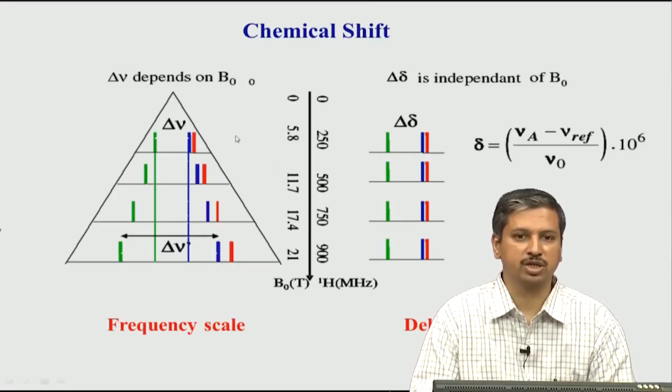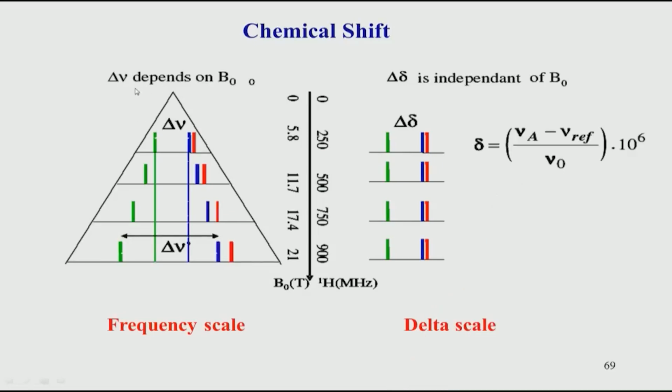So, this is what is shown in this slide. Remember this delta nu is the difference in the separation between the peaks, and it varies with the value of nu, the spectrometer frequency. If I start from 0, of course, there is 0 frequency separation. If I increase the spectrometer frequency to 250 megahertz, 500, 750, 900 megahertz, you see the peaks are all changing because the resolution in hertz is changing, and they are getting more and more separated.